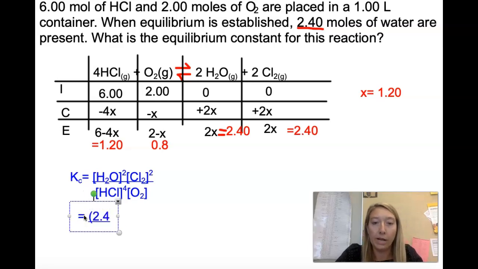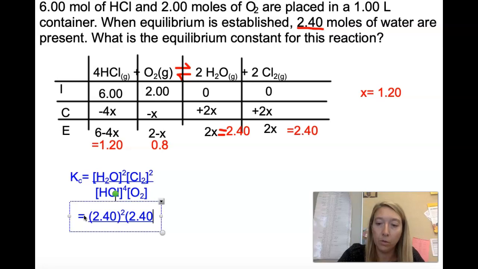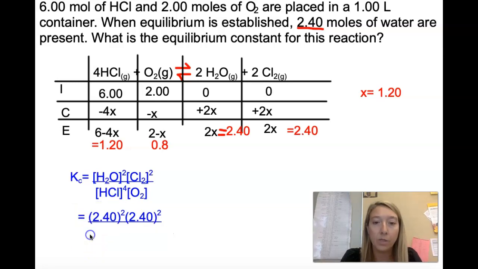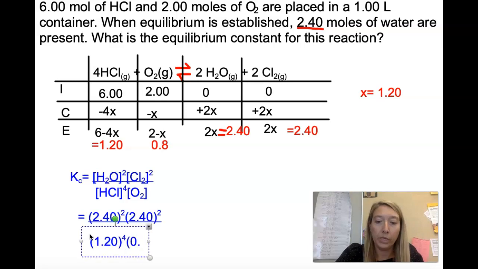So we're going to have our 2.40 squared times 2.40 squared. And then that is going to be divided by that 1.20 to the 4 and 0.8.